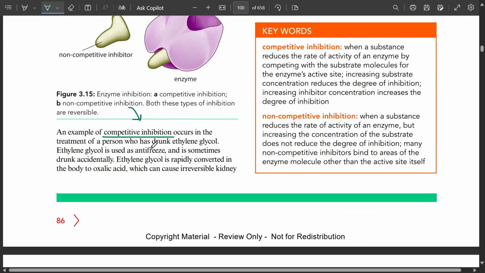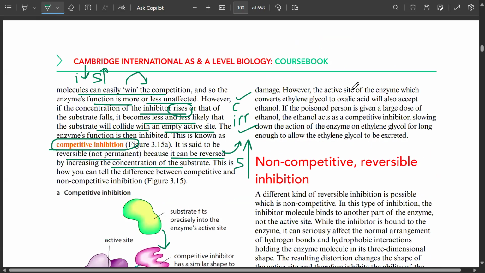It occurs in the treatment of a person who has drunk ethylene glycol. एक बंदा है जिसने एथिलीन ग्लाइकोल पी ली है, और ये एग्जाम्पल पेपर में आ चुकी है, मुझे याद आ गया. Ethylene glycol is used as an antifreeze and is sometimes drunk accidentally. Ethylene glycol is rapidly converted by the body into oxalic acid, which can cause irreversible kidney damage. However, the active site of the enzyme which converts ethylene glycol to oxalic acid will also be occupied by ethanol if the poisoned person is given a large dose of ethanol.